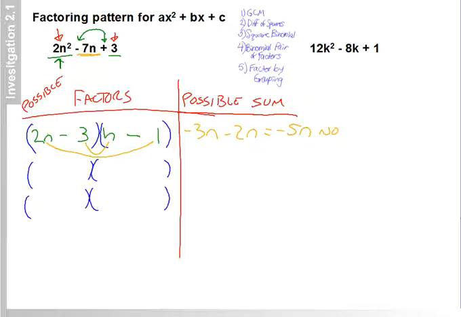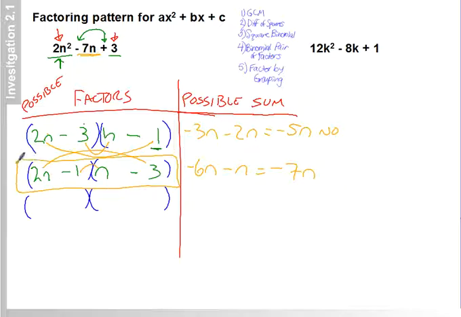Now, in this case, if I change the positions of the 3 and the 1, I will get a different linear term, because whatever is in this binomial will be multiplied by the 2n. So let's move that around. I'm going to keep my plain old n here, negative 1. And let's see if my linear term works. 2n times negative 3 is negative 6n. Negative 1 times n is negative n, for a grand total of negative 7n. That does work. So therefore, this is the combination of factors that will produce my expanded form expression.